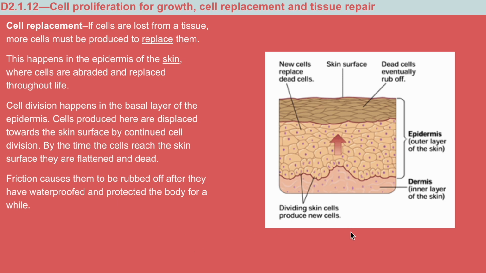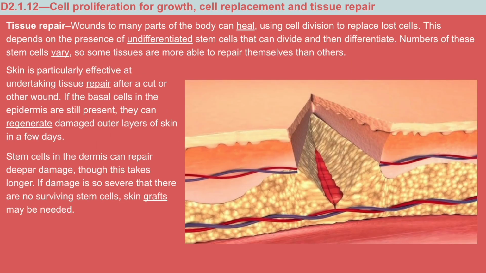Okay, we know that cells have to be replaced. Here's an example of skin cells, okay, that are constantly being made because the outer layer of your skin is made of these dead cells that eventually are going to slough off, and so they're constantly being replaced through the process of mitosis. Okay, and then tissue repair. If there's a wound to a part of the body, okay, we can heal it by regenerating new cells through mitosis.